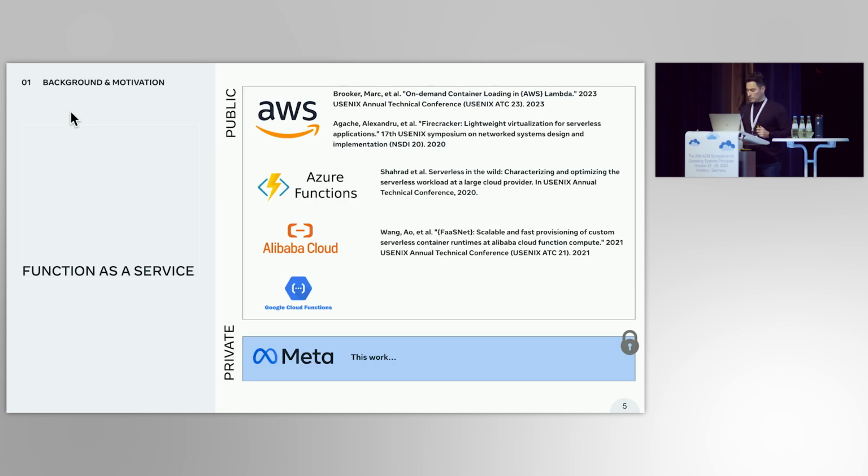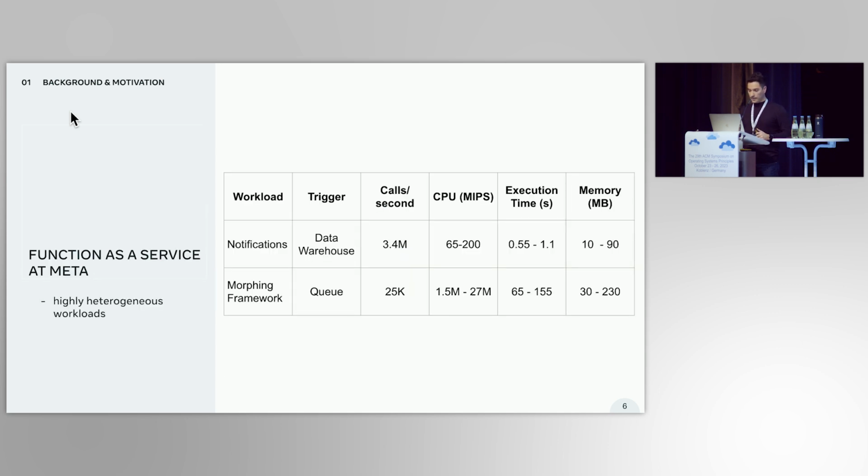And there are several works out there, including from the industry, that detail different aspects of function as a service systems. And here we are talking about Meta's system, which is part of a private cloud, not part of a public user-serving cloud. Functions at Meta rarely handle user-facing interactive requests that might demand sub-second response times, and these are, at least at the time being, handled by a separate system.